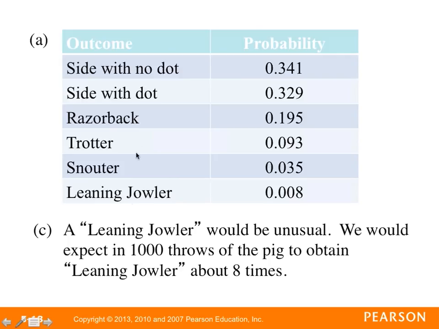A leaning jowler would be unusual, okay? It only happens about 0.8% of the time. So if we look at 1,000 throws, you're only going to get that about 8 times. So that's pretty unusual.